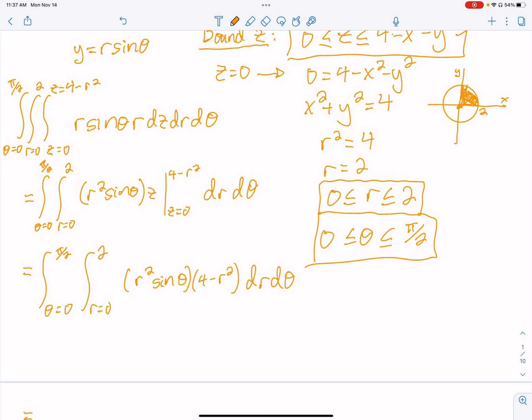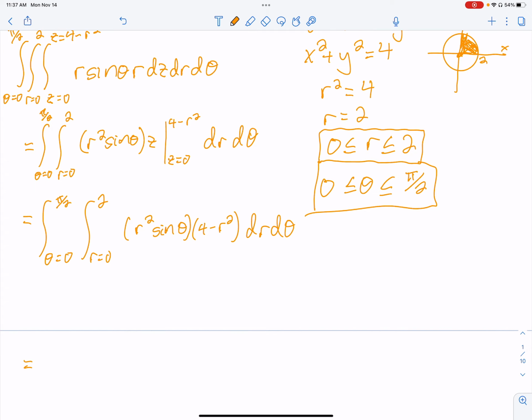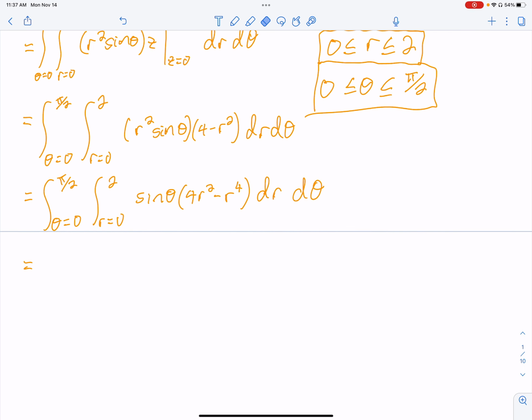All right, so I go from there, and I'm going to put my r's together. So theta equals 0 to pi over 2, r equals 0 to 2, and then I get sine theta times 4r squared minus r to the 4th, dr d theta. The sine can just go out if I wanted to, so theta equals 0 to pi over 2, sine theta, because it's not r. We can go ahead and take our integral.